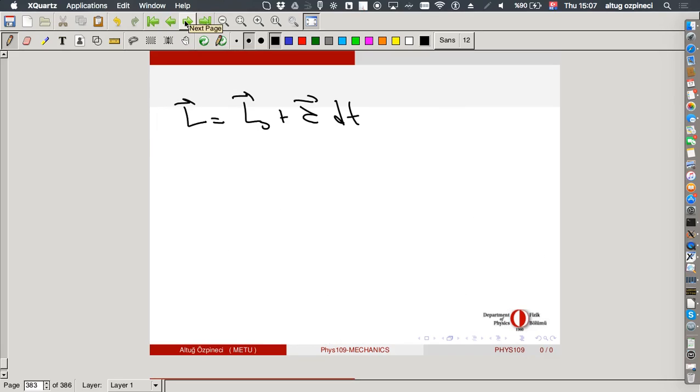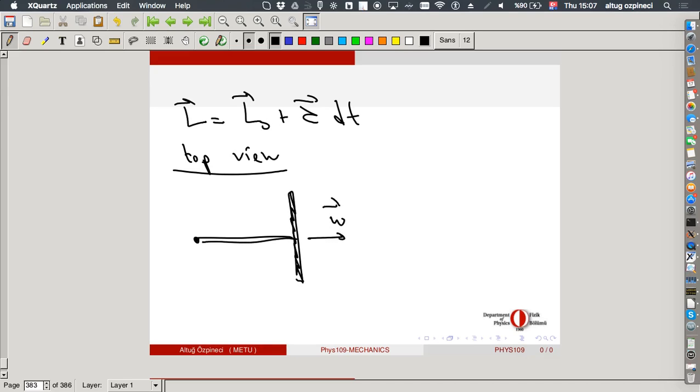If you have an initial angular momentum, let's look at it from the top view. So this is the suspension point. We have the roll. Here there is the wheel. This is the direction of omega. So initially, this is L. Now, after it starts rotating, there are two components to the angular momentum. One is due to this rotation, but the other one is due to this rotation.